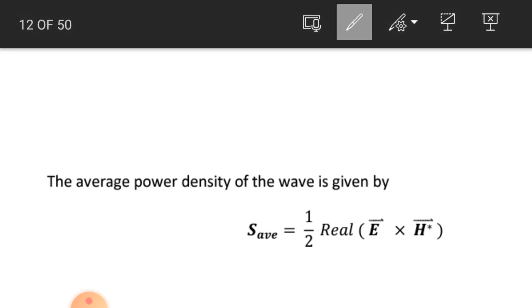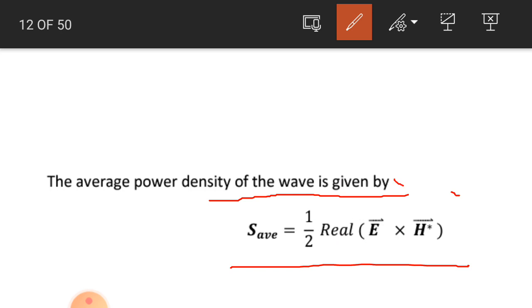If you want to calculate the average power density, you can calculate it with the help of this particular equation. The average power density will be equal to 1 over 2 into the real component of the phasor value of the electric field intensity cross the conjugate of the phasor value of the magnetic field intensity. So using this equation, we can compute the average power density of a transverse electromagnetic wave in a lossless dielectric medium.